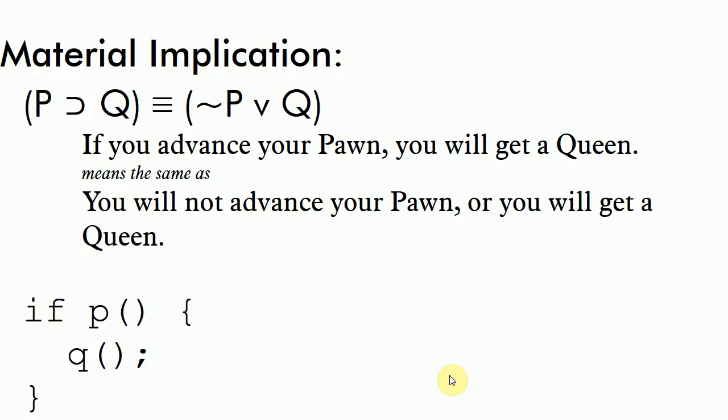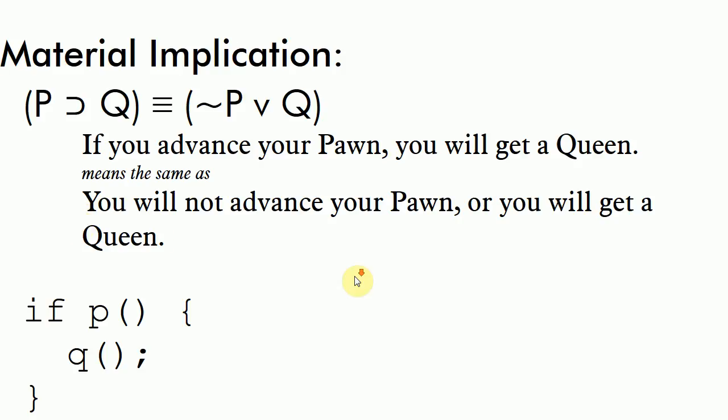Now we have material implication. This is about the conditional. You may remember from a previous video on conditionals that the conditional is about material implication. It's not about cause and effect. It's just about the relation between truth values. And this is saying that the relation between truth values of P and Q and the expression if P then Q is the same as the relation of truth values between, in this expression, not P or Q. Here's an example of this. If you advance your pawn, you will get a queen. That means the same as you will not advance your pawn or you will get a queen.